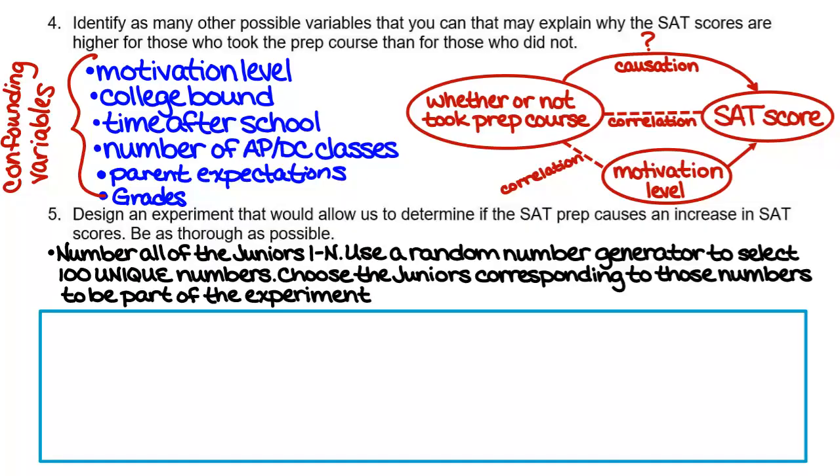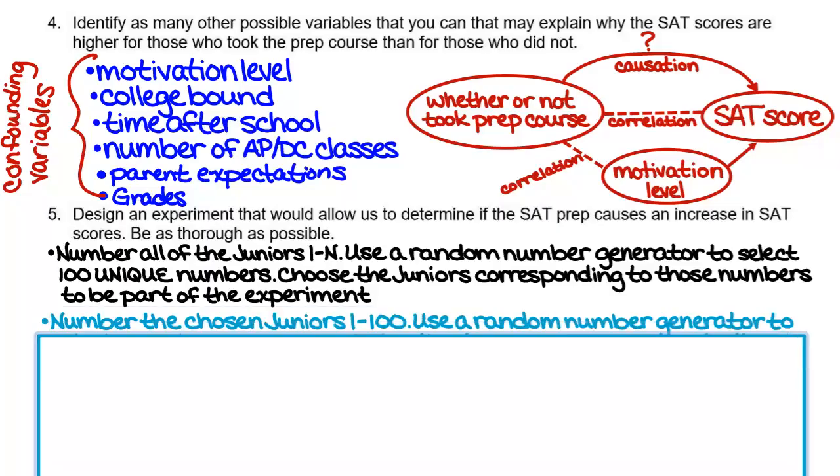All right, so now that I have the people that are going to be involved in this experiment, what do I want to do with those people? Split them into 2 groups. What do I want those 2 groups to do? One takes the class, one doesn't take the class. How do I decide who goes into which group? Random. So we have to describe that process just like we described it with selecting the sample.